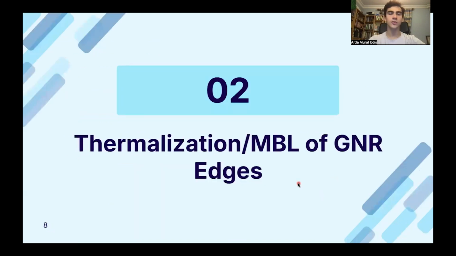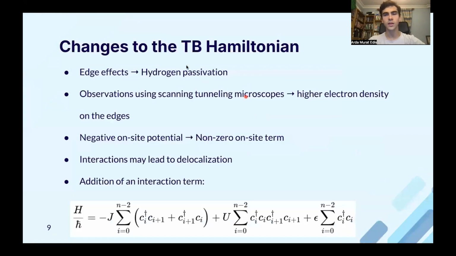So now, let's talk about the thermalization, many-body localization of graphene nanoribbon edges. In order to accurately simulate this structure, we must make some changes to the Hamiltonian of the system. We must account for the edge effects such as hydrogen passivation. Hydrogen passivation is when hydrogen atoms bond with the dangling bonds of the carbon atoms at the edges of graphene nanoribbons, and it results in a higher electron density on the edges compared to the bulk. This is also suggested by observations using scanning tunneling microscopes.